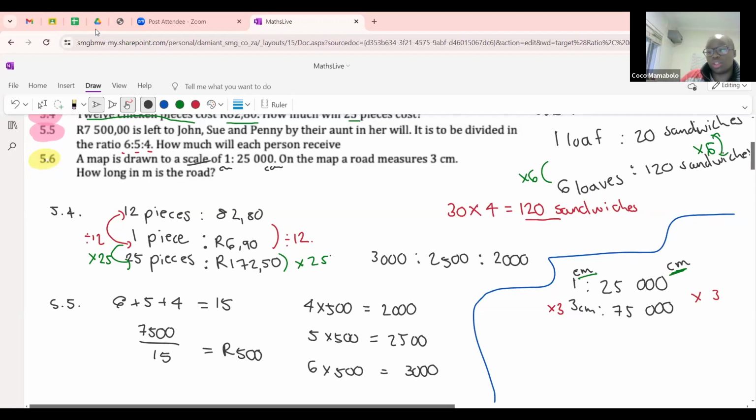So what they're going to ask you to do is, now that you've told us that this is 3 centimeters and 3 centimeters is to 75,000 meters, they want you to take this 75,000 and convert it into meters. That's what they want you to do. Okay, so how do we do that? So you have to find out how many centimeters is equal to 1 meter.